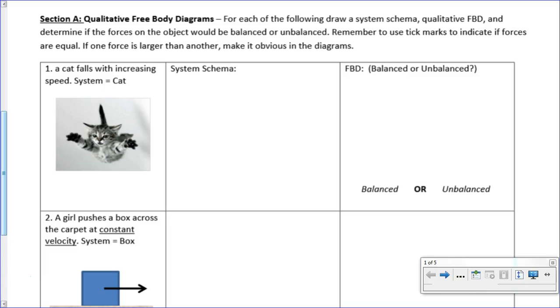This says a cat falls with increasing speed. The system is the cat. So if it's increasing speed, you should think that's not a constant velocity. So the forces on this one are going to be unbalanced. So we start off there.